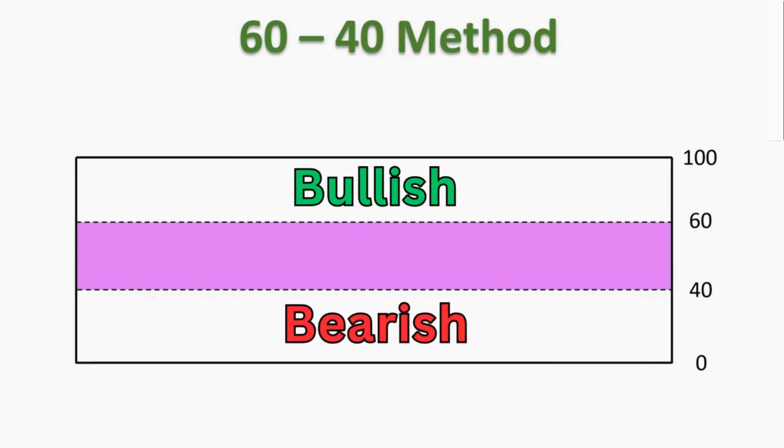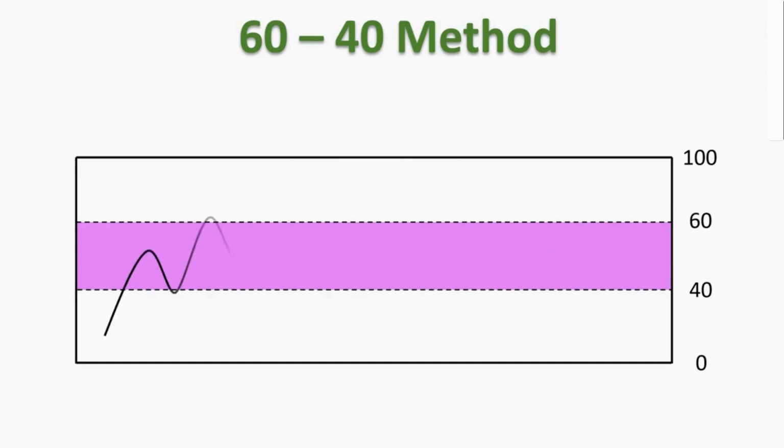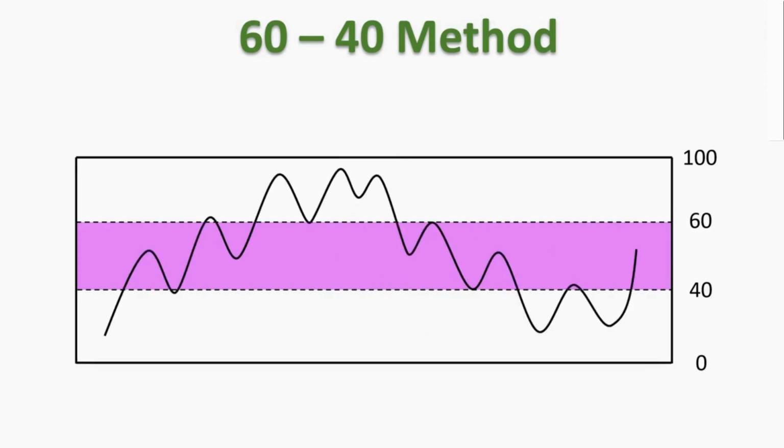And when the market is in the 60-40 range, it is said to be a sideways market. Some people also call it the no trading zone of the market. As you can see on the screen, that is the RSI line. In whichever zone the market is moving, we can predict how bullish or bearish the market actually is, and we can understand the momentum of the market.